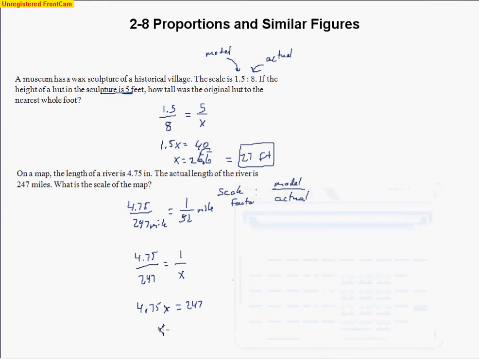So x is 52, and so we have 1 inch is to 52 miles. Let me go ahead and rewrite that. 1 inch is to 52 miles.